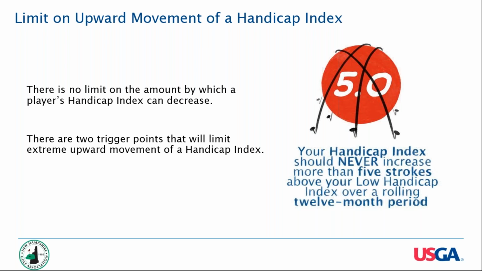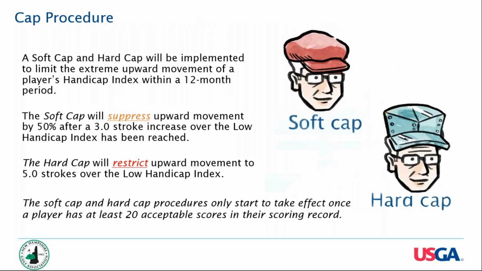Okay, so there are 2 trigger points. A soft cap and hard cap will be implemented to limit the extreme upward movement of a player's handicap index within a 12-month period. The soft cap will suppress the upward movement by 50% after a 3-stroke increase over the low handicap index has been reached. And then the hard cap will restrict upward movement to 5 strokes over the low handicap index.